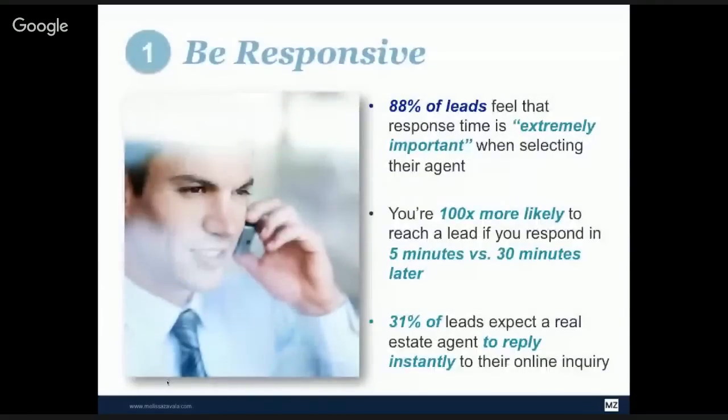These are the keys to making an initial connection with those leads. Number 1, you've got to be super duper responsive. 88% of leads feel that response time is extremely important when selecting an agent. Because we are in an internet era, and we've been in this era for at least 15 years, every year we're in it, people require much more immediacy.